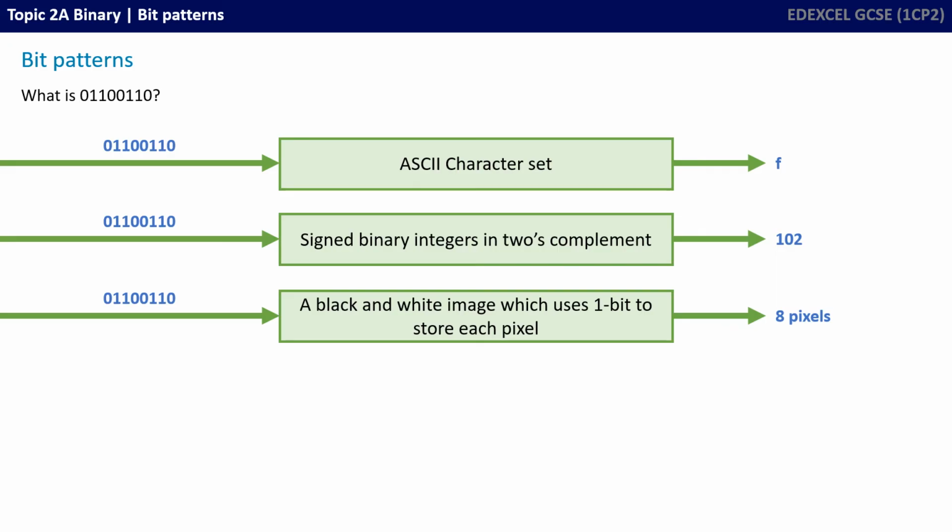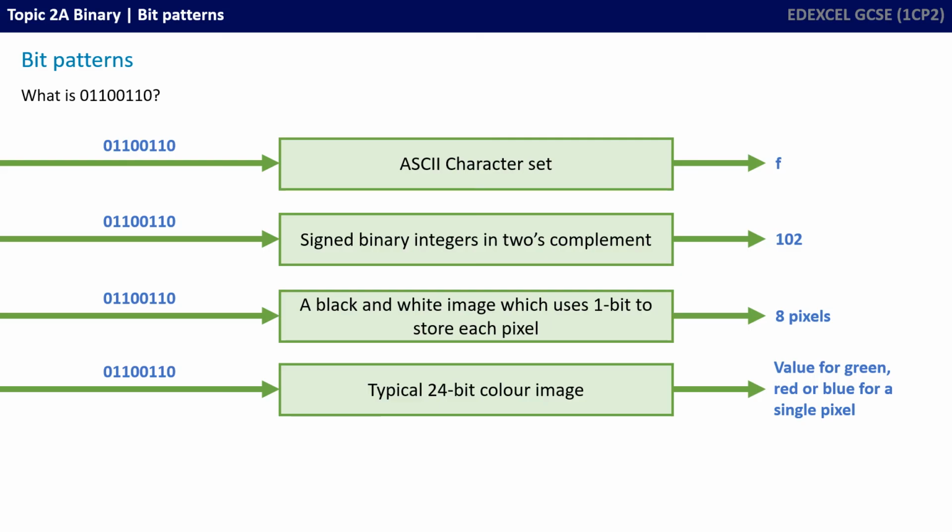If this was a black and white image which was using 1 bit to store each pixel, then this sequence of bits would represent 8 black or white pixels. If this was a 24-bit colour image, then this bit pattern could represent the value for the red, blue or green element of a single pixel.